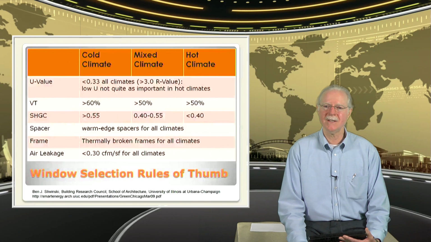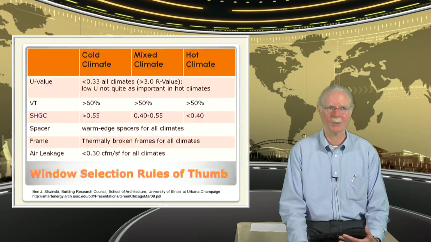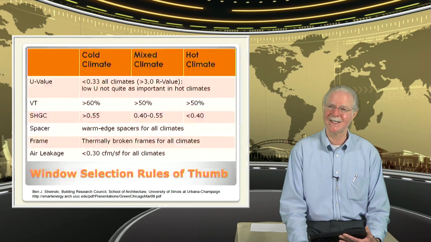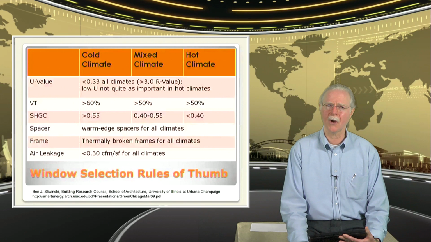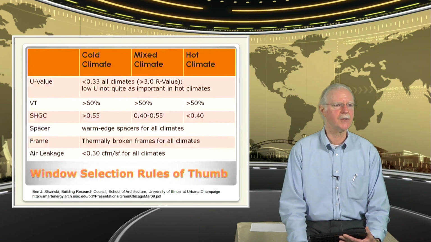Things we don't want to forget is the spacer between the glass. It's worthwhile investing in warm edge spacers no matter what climate you find yourself in. And frames as well, you want to make sure that they're thermally broken, because those short circuits are going to cause you a problem no matter what location you're in. And finally, same situation with air leakage. Air leakage is going to cause you more problems in a cold climate, but there's not a really significant penalty for going to a window frame that has good performance in terms of air leakage in all climates.